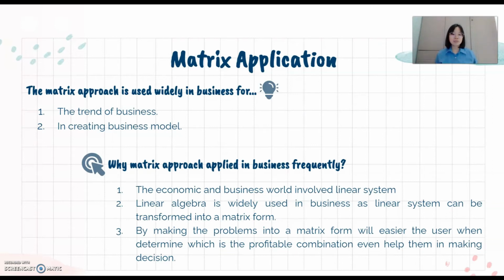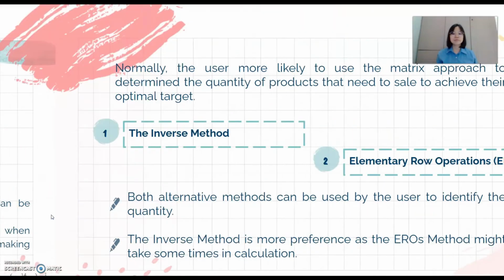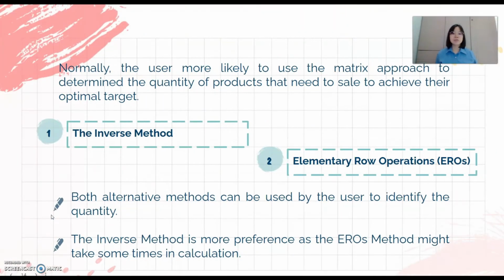So, by making the problems into a matrix form, it will be easier for the user to identify the quantity they need to produce and sell to hit the highest profit for their business. It will also help them in making the best decision for their business. Normally, the user would likely use the matrix approach to determine the quantity of product they need to produce and sell to achieve their optimal target.